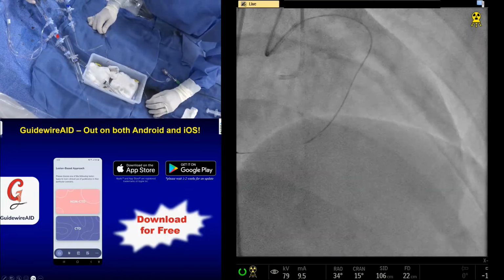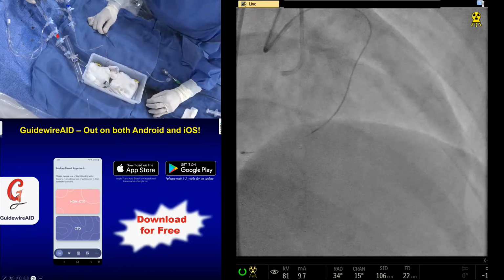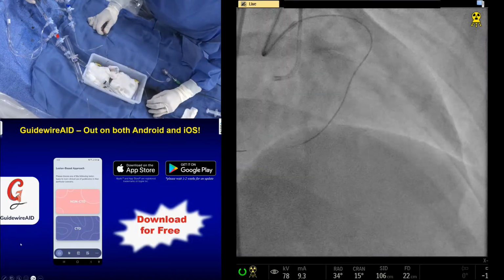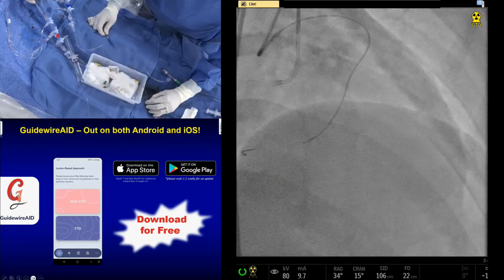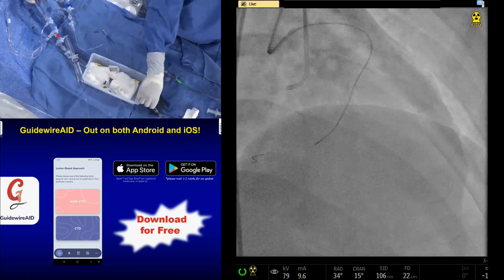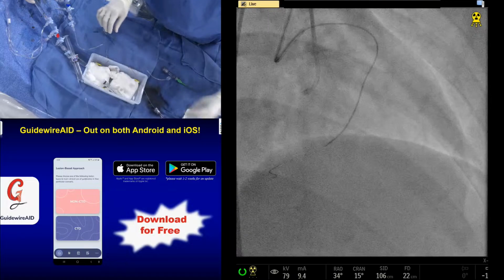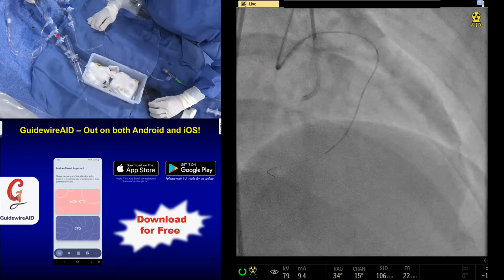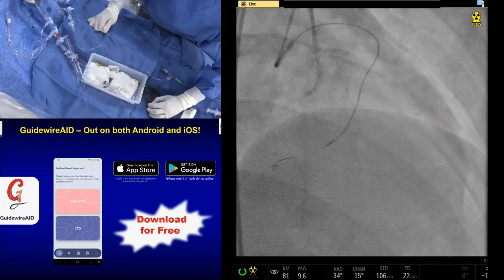This is always an issue when you are reaching the septal closer to the contralateral vessel, near the base of the septum. So for our audience, here is the guide wire aid app.